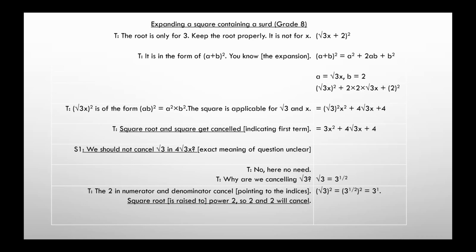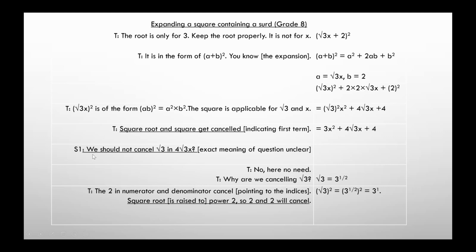And she cautions them, the square is applicable for root 3 and x, and therefore it should become root 3 square x square. Now, the square root and square get cancelled because there was a root 3 and there is a square, and that's what she is indicating, 3 to the power of half to the power of square.